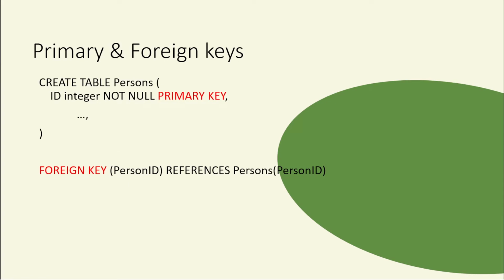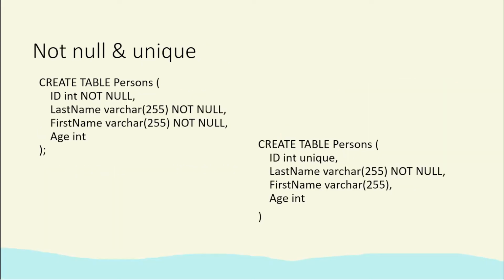Well, we know about primary and foreign keys. We can just put the terms primary key onto our column, that's the primary key, and we also make a foreign key inside a table that references the primary key from the other table. So we'll do that in this video. Other things we might use: not null means that a column has to have a value inside it. You can see examples here.